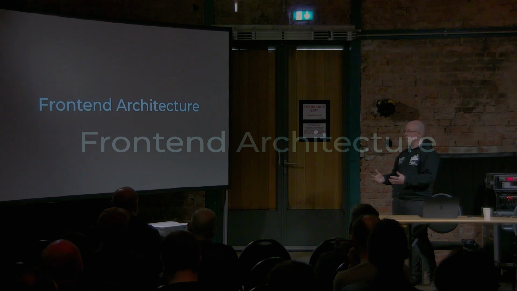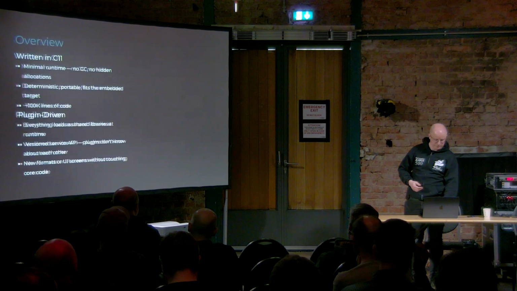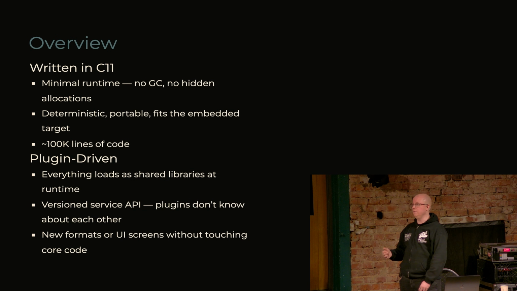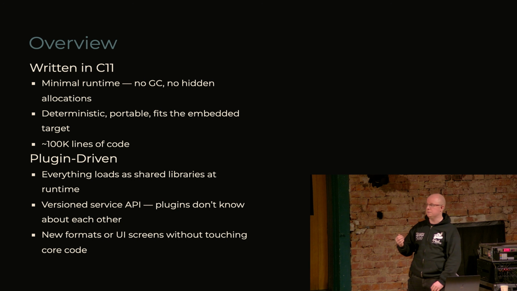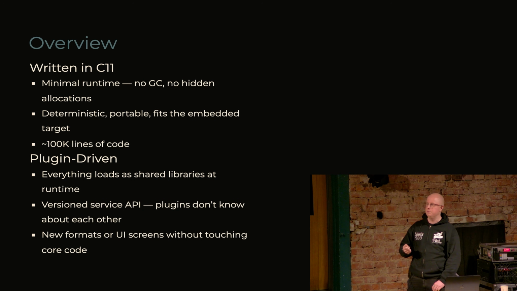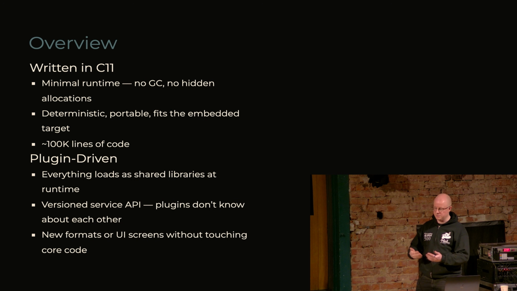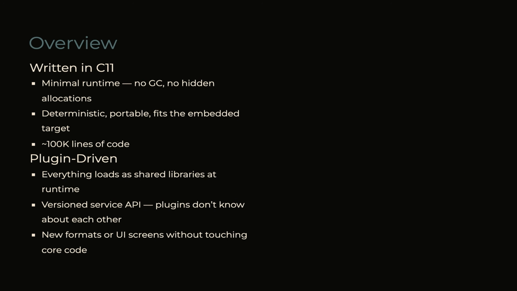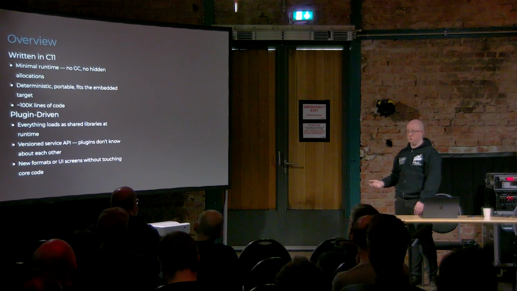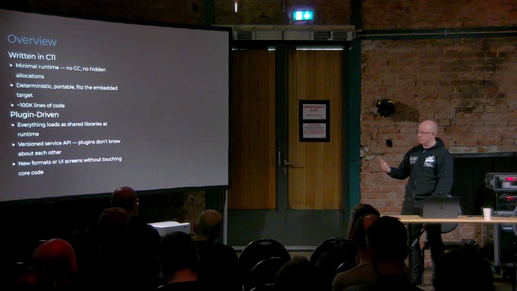So now I will go into a bit on how the actual front end works, and the things I need to do to make it run fast. It's written all in C11, so C. Minimal runtime, I have no GC, no hidden allocations. The reason I chose C is that it's very predictable, it's a simple language, it's well understood, and many people know it, which makes it easier for people to contribute to the code later. Right now it's around 100K lines of code, which is a lot. It's something that I would like to try to bring down a bit, but that's where it sits today.